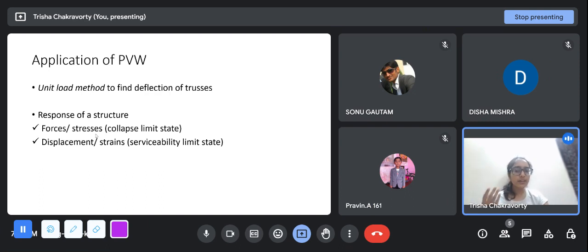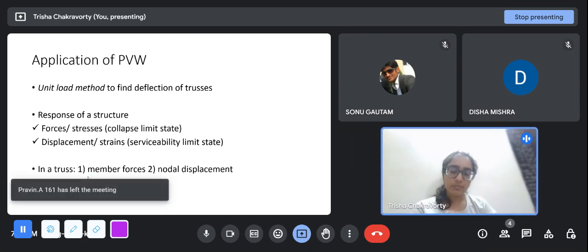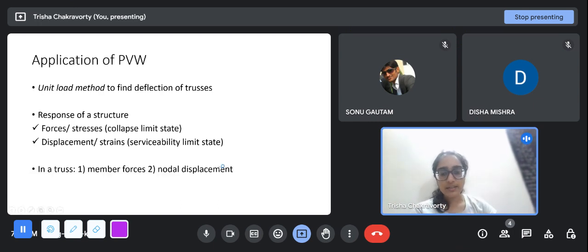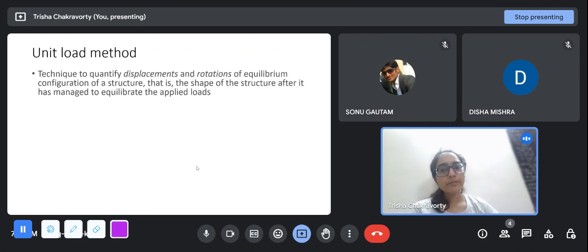But today we are going to look at the displacements at the nodes. So in a truss, the two important things that we, as structural analyzers, need to find out are the member forces and the nodal displacements. In week 2 we studied the member forces, and today we are going to take a look at the nodal displacements. For that, we use the unit load method, which is based on the principle of virtual work. The unit load method is a technique to quantify displacements and rotations of the equilibrium configuration of a structure.